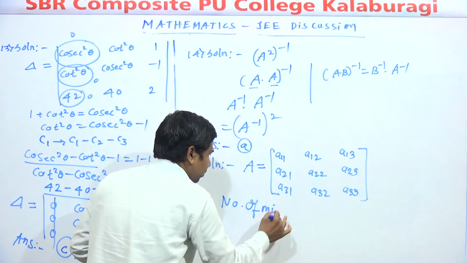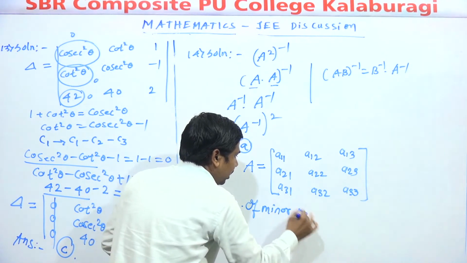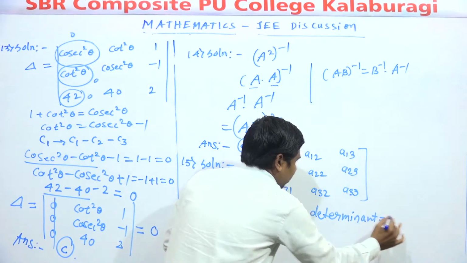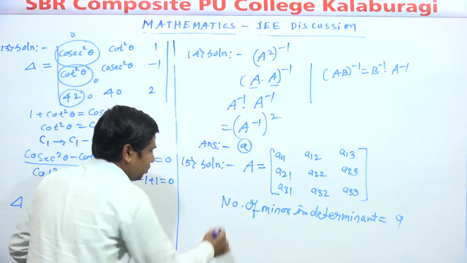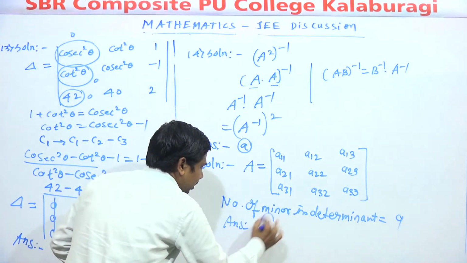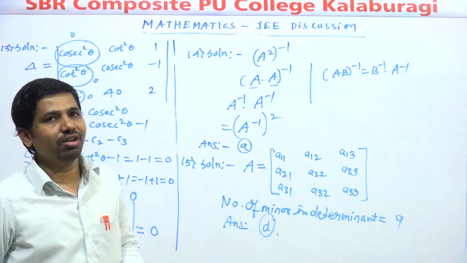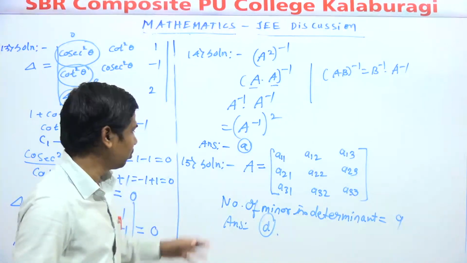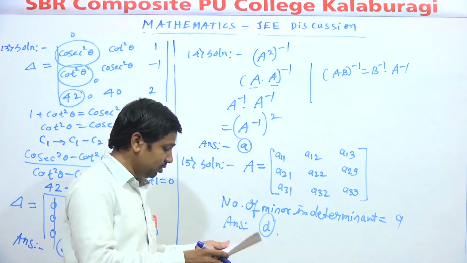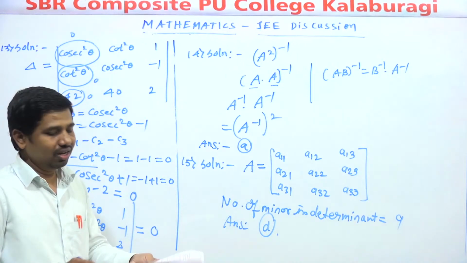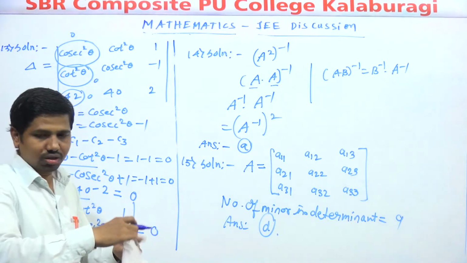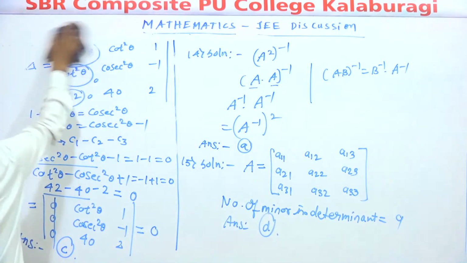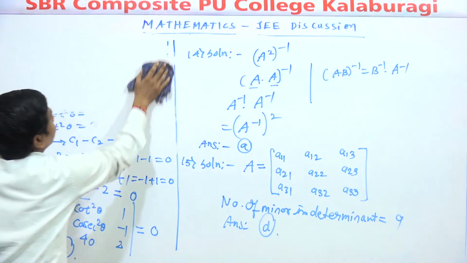The number of minors in the determinant is 9. So which option is it? Fourth option, that is D. Since it is a 3 cross 3 matrix, there are 9 elements in it, so in its determinant also there are 9 minors. So for the 15th question, the fourth option is correct. Now let us go for the 16th question. What does the 16th question say?